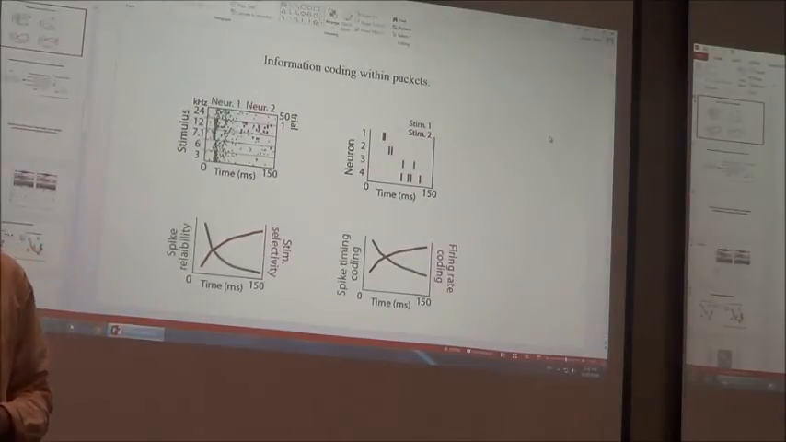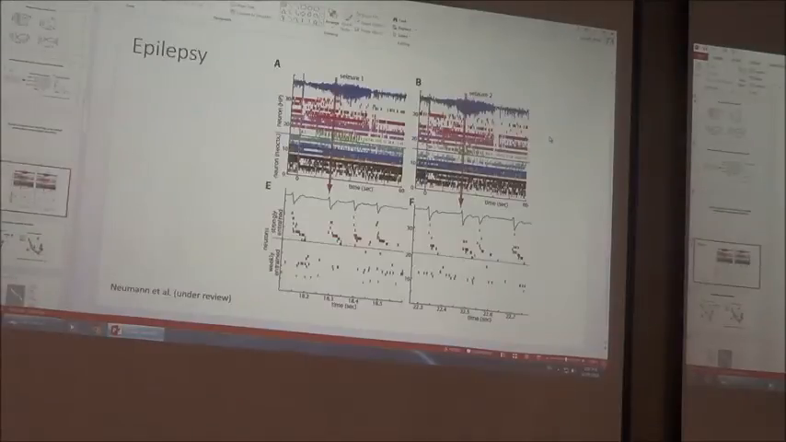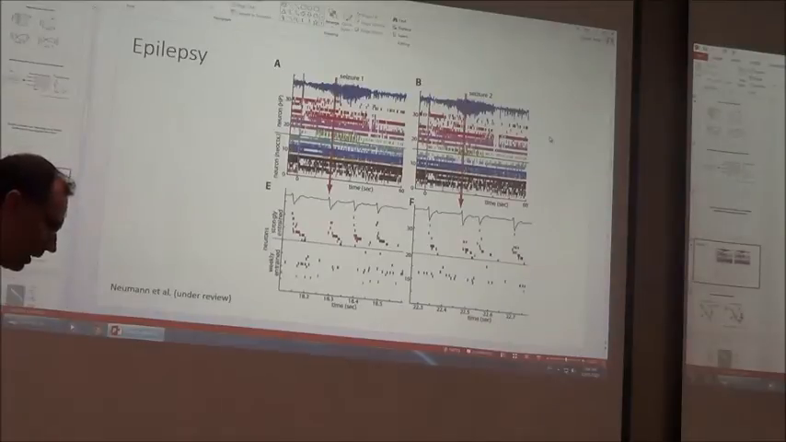So my question was about the epilepsy results. Was it that those neurons that are responsive during the ictal events, or the early responding neurons, are specifically involved? Did you look at that?